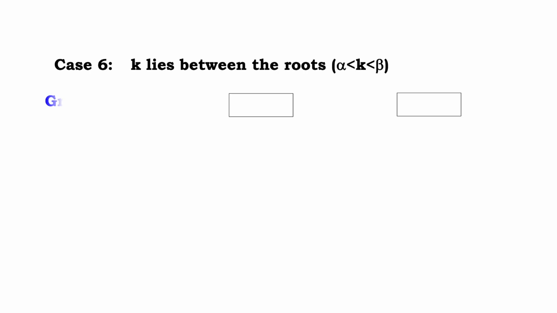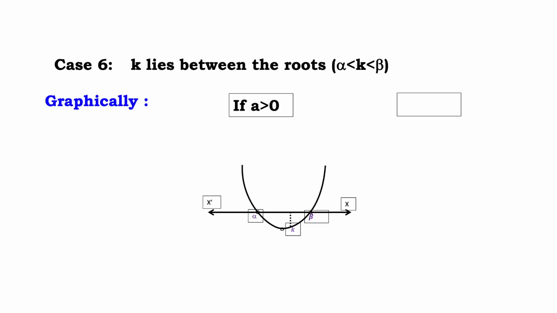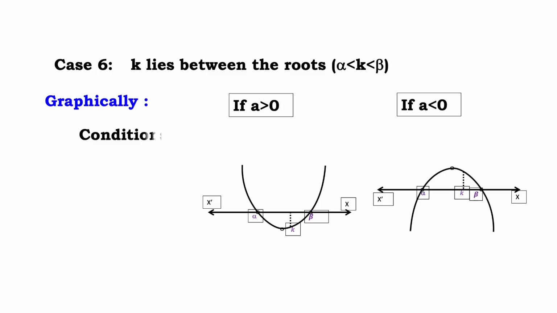Next, k lies between the roots. One of the best examples is k lies between the roots. Obviously, we can't take this as touching the x-axis, right? We have already seen that in both cases we can see k is lying between the roots. So if a is positive, f(k) will be negative. If a is negative, f(k) will be positive. So a into f(k) will be negative. You can or cannot take the case of del. Both ways this will be the same.